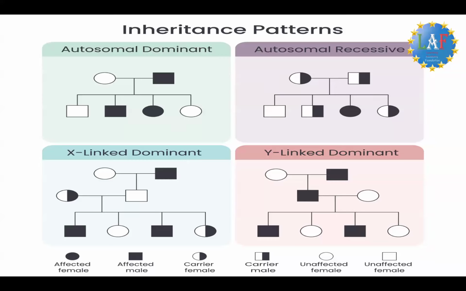Inheritance patterns can be autosomal dominant, where an affected female is combined with an affected male, and the offspring will be an affected female, 25% affected male, 25% affected female, and 25% unaffected female.